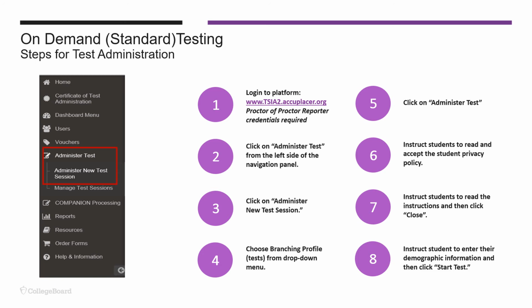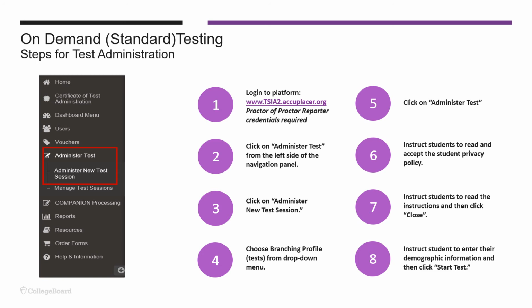Follow this 8-step process for administering tests using a standard administration. Number 1, log into the platform at www.tsia2.accuplacer.org. Number 2, click on Administer Test from the left side of the navigation panel. Number 3, click on Administer New Test Session. Number 4, choose Branching Profile, Tests from the drop-down menu. Number 5, click on Administer Test.